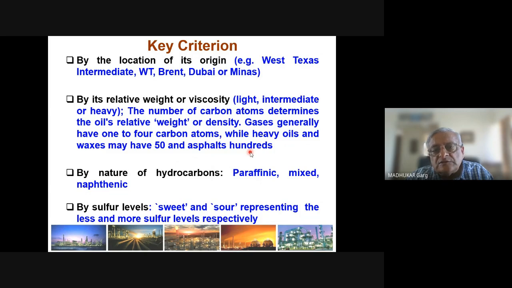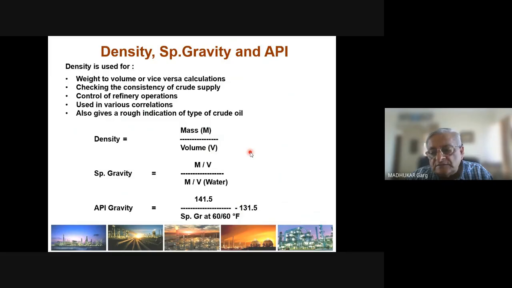And also the nature of the crude, whether it is paraffinic or naphthenic or a mix between the two. As I told you, the crude oil that we are blessed with in our country, both from Assam as well as Bombay High, are mostly paraffinic, but they're also aromatic. So they do have a significant quantity of paraffins and aromatics, but hardly anything in between, like naphthenes. And the fourth category is in terms of the sulfur level, whether it's a sweet or a sour crude. A low sulfur crude we call a sweet crude, and high sulfur, sour crude.